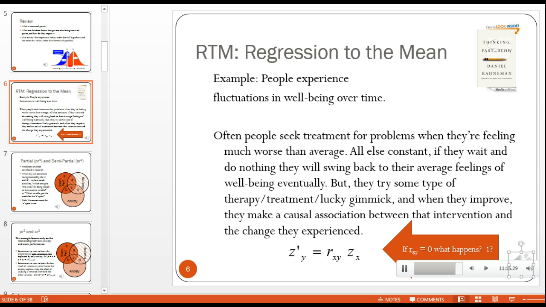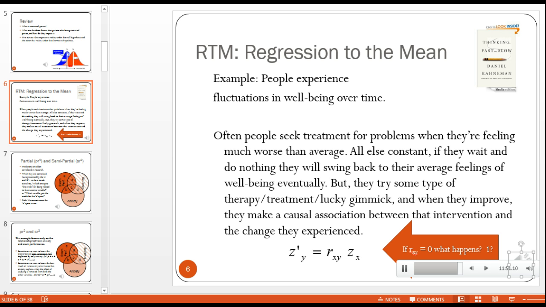So again, when RxY is 0, when that correlation is 0 between the two variables, RTM occurs fully. So there's a full regression to the mean. Any value of x, we're going to get the mean of the DV. When the correlation equals 1, we have no regression to the mean occurring. Now, as is so often the case that we see in research, the correlation is going to be somewhere between 0 and 1 in absolute value.